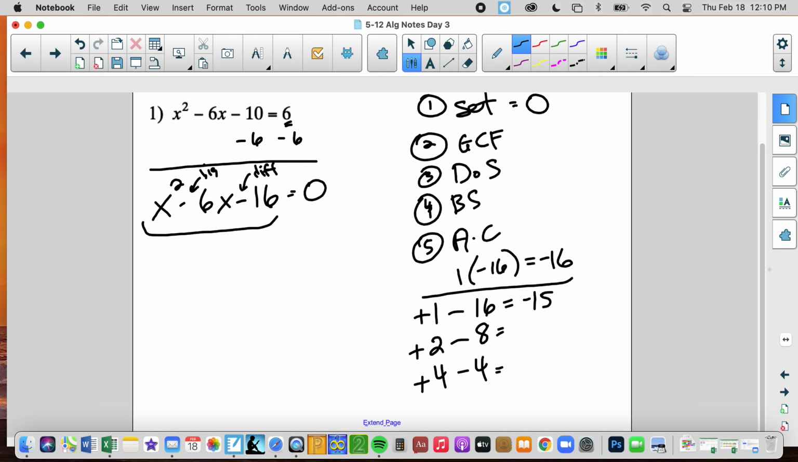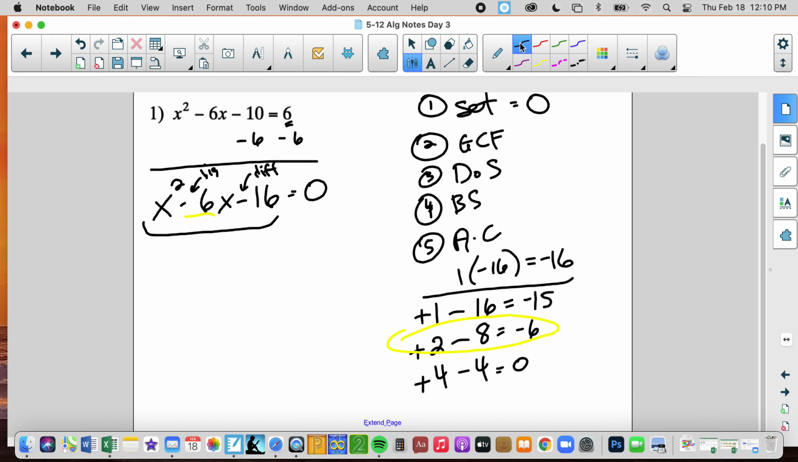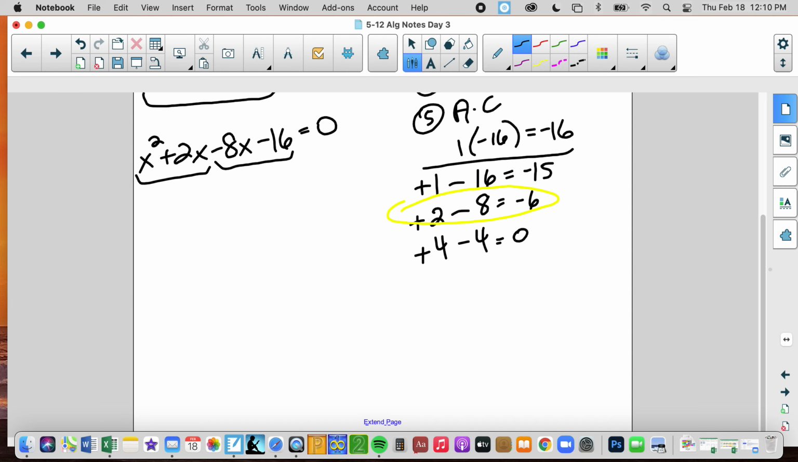That leaves me with -15, -6, and 0. My middle is -6, so I'm going to use those factor pairs. And I'm going to rewrite this equation. X squared, instead of writing -6x, I'm going to write positive 2x minus 8x minus 16 equals 0. I'm going to group the first two and the second two. From the first two, I can factor out an x. I get x plus 2. From the second set of numbers, I'm going to factor out a negative 8.